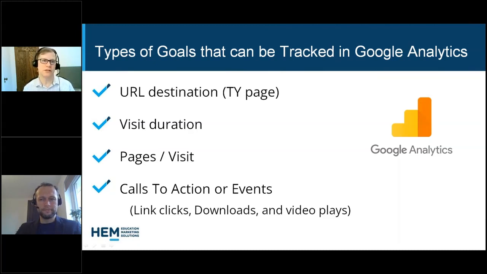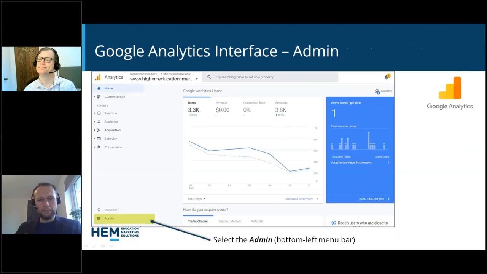If you've spent a great deal of money recently to put up a new video, you may want to track how many views it's getting. You can set that as a goal. So these are the 4 types of goals that can be tracked in Google Analytics. I think at this point we'd like to introduce the admin panel as well to the conversation.